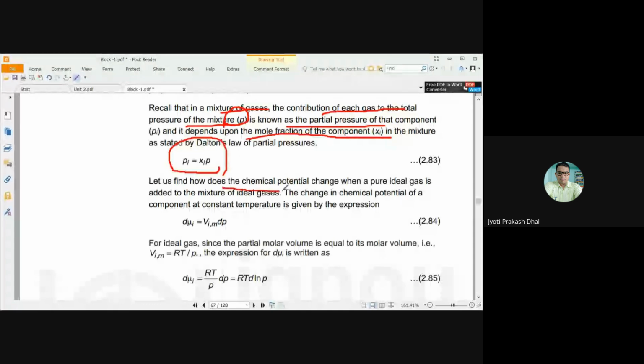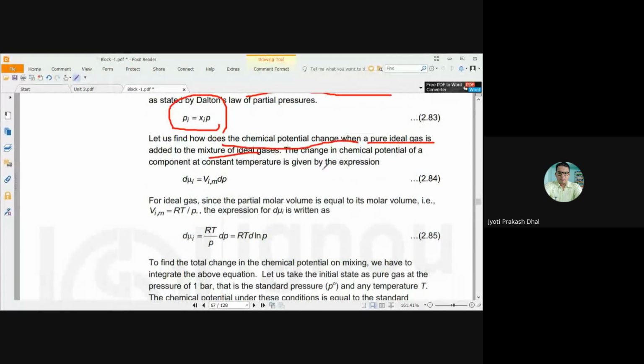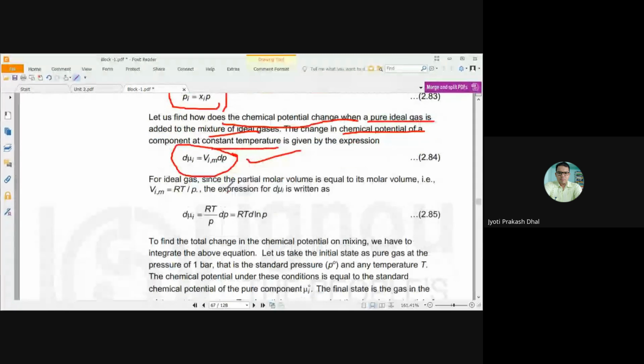Now let us find how the chemical potential changes when a pure ideal gas is added to a mixture of ideal gases. The change in chemical potential for a component at constant temperature is given by the expression d mu i equals Vim dP. We have already derived this expression. For an ideal gas, since the partial molar volume is equal to the molar volume, that means Vim equals RT by P. Then the expression for d mu i can be written as d mu i equals RT by P dP, and that is nothing but RT d ln P.